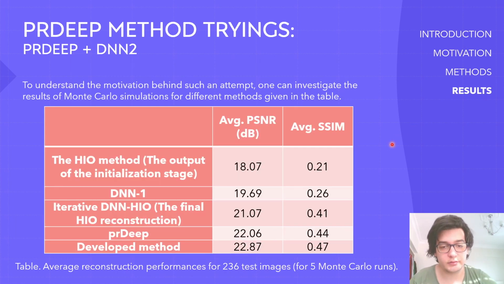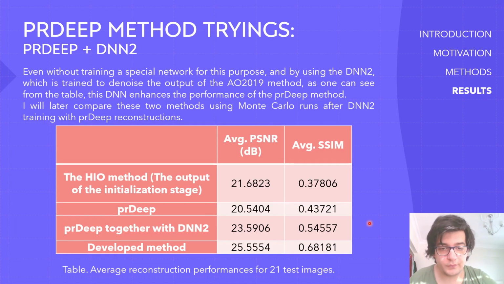And you can see the average reconstruction performances here. And to understand my motivation, we should look at the results for the iterative stage and PRDIP results. PRDIP actually gives better reconstructions than the iterative stage, and I thought that we can improve these results using an additional denoiser. And I tried it, and it gives the following results given in the table. It actually improved the reconstruction quality of the PRDIP results.